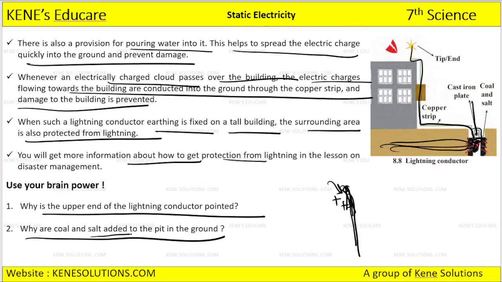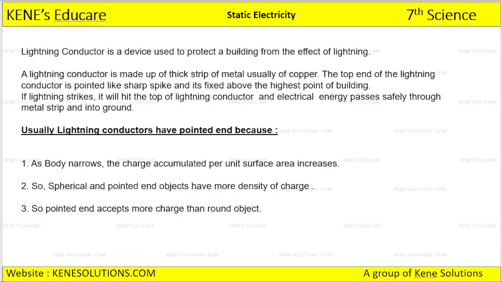अभी ये coal and salt क्यों ऐड करते हैं? Simply it decreases the soil resistivity. बहुत ज्यादा charge वो soil में it will go inside the earth. At that time it will reduce the soil resistivity and that's why coal and salt is added. This is the reason.